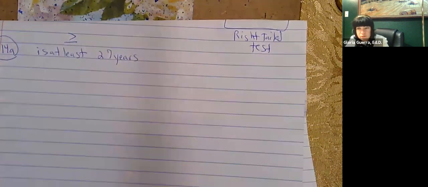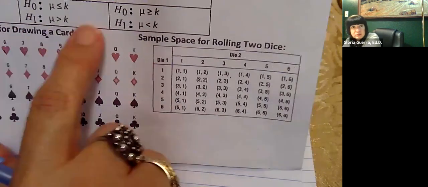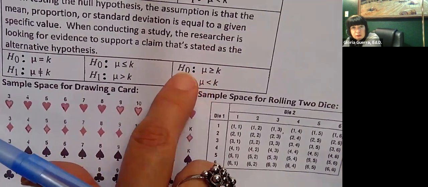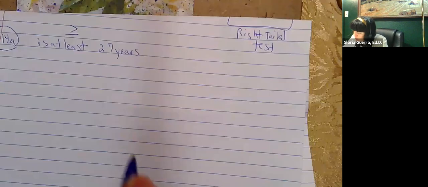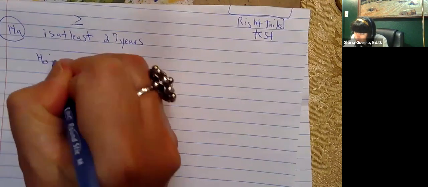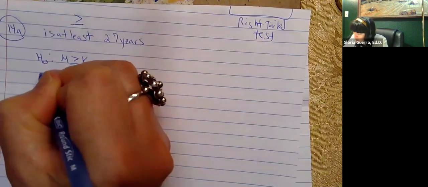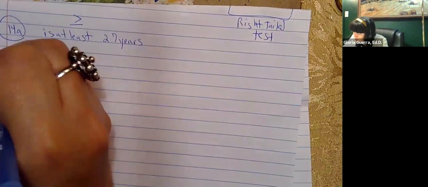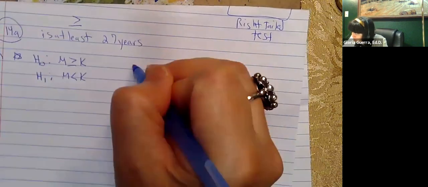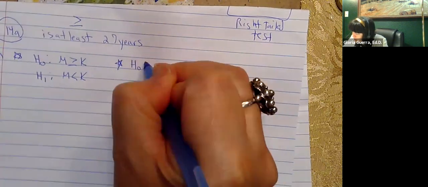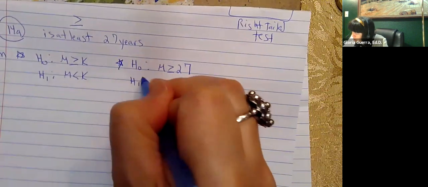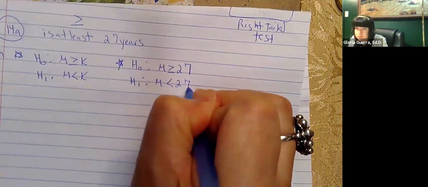All right. So now when I go to the bottom, looking for that, I bet it's over here. Yeah. See that over there? That's a null. So that's where my star goes. So I have H sub 0 mu greater than or equal to K, H sub 1 mu less than K. So that's where my claim goes. So for us, we have H sub 0, and there's my claim: mu greater than or equal to 27. H sub 1: mu less than 27.